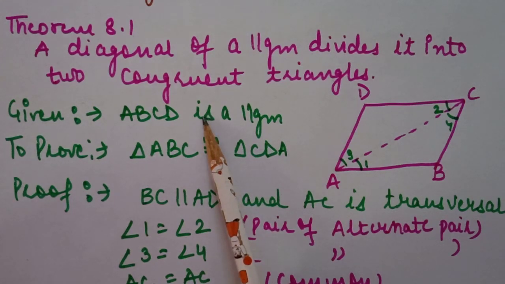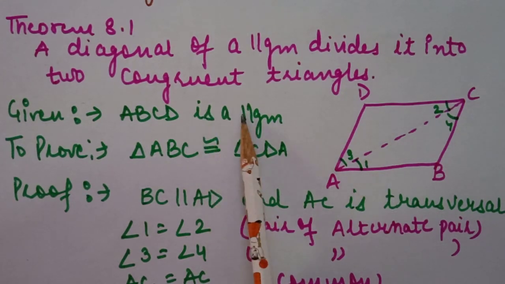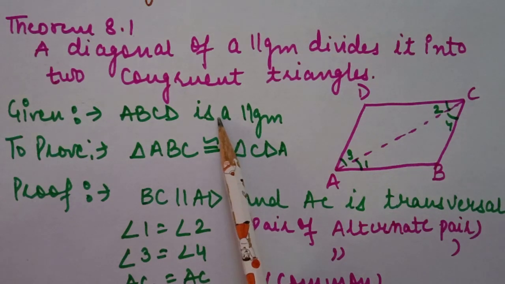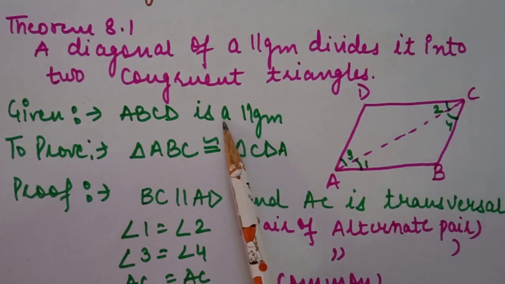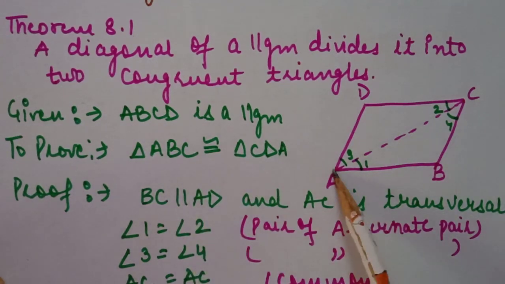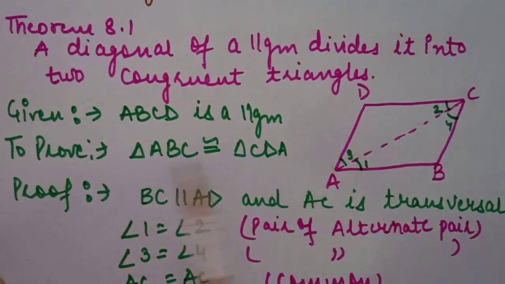What are the properties, students? You remember, opposite sides are equal and parallel, opposite angles are equal, diagonals bisect each other, adjacent angles are supplementary. So all properties are given to us. To prove, we have to prove that triangle ABC and triangle CDA are congruent to each other. So students, we will go with the proof.